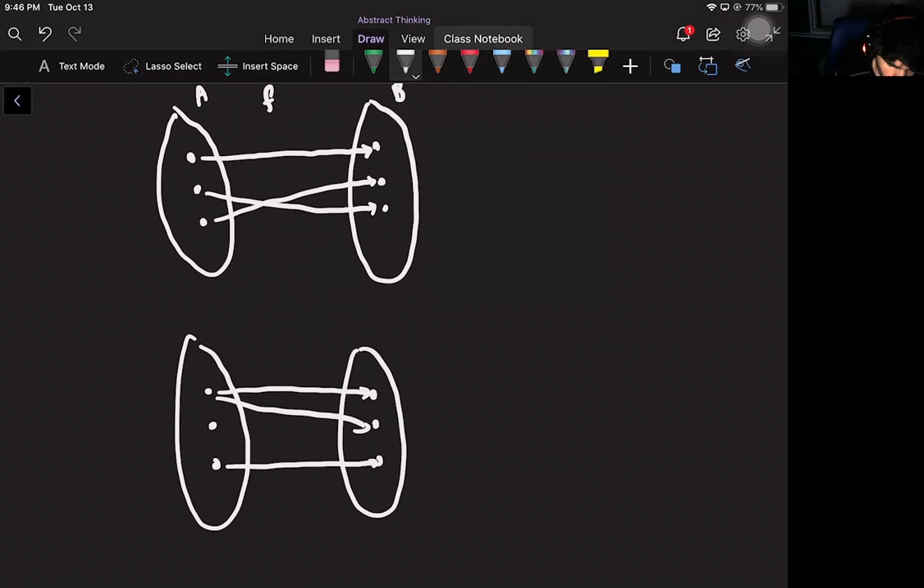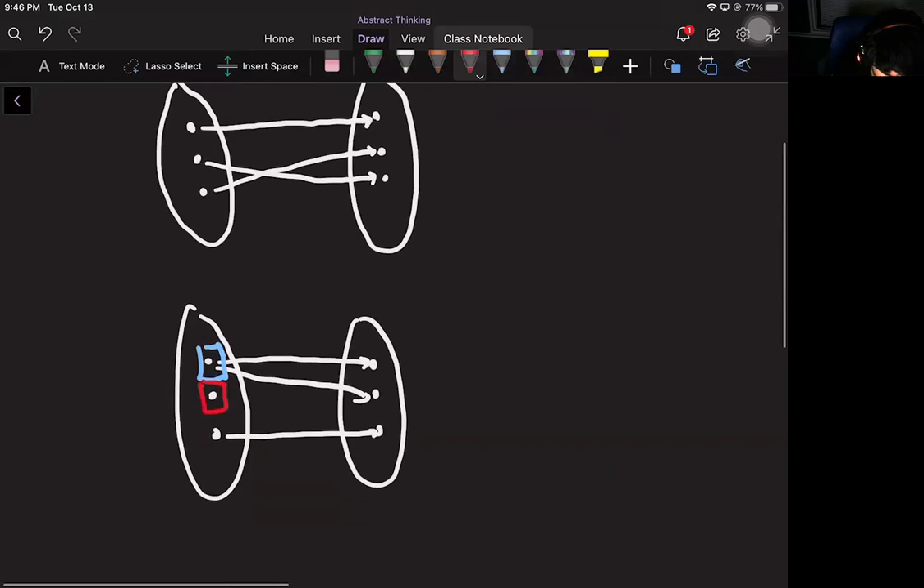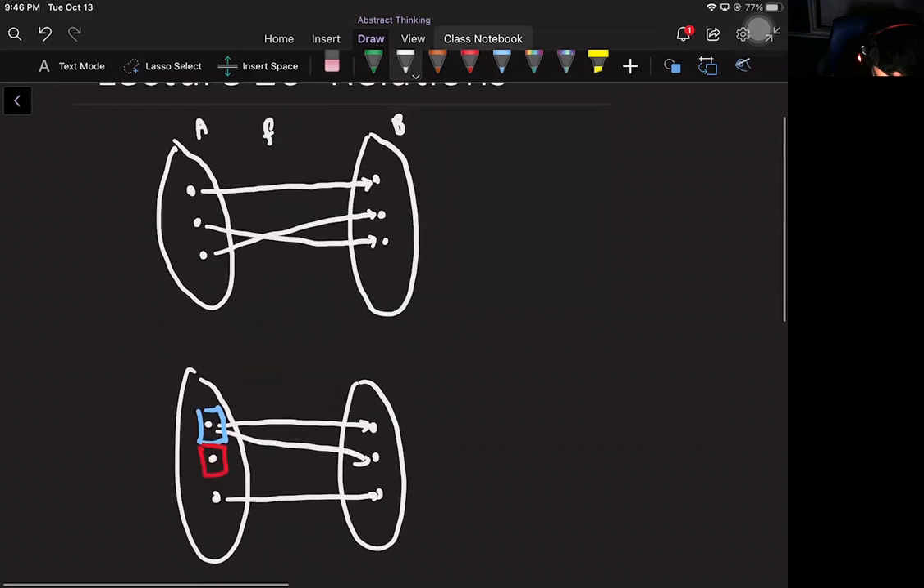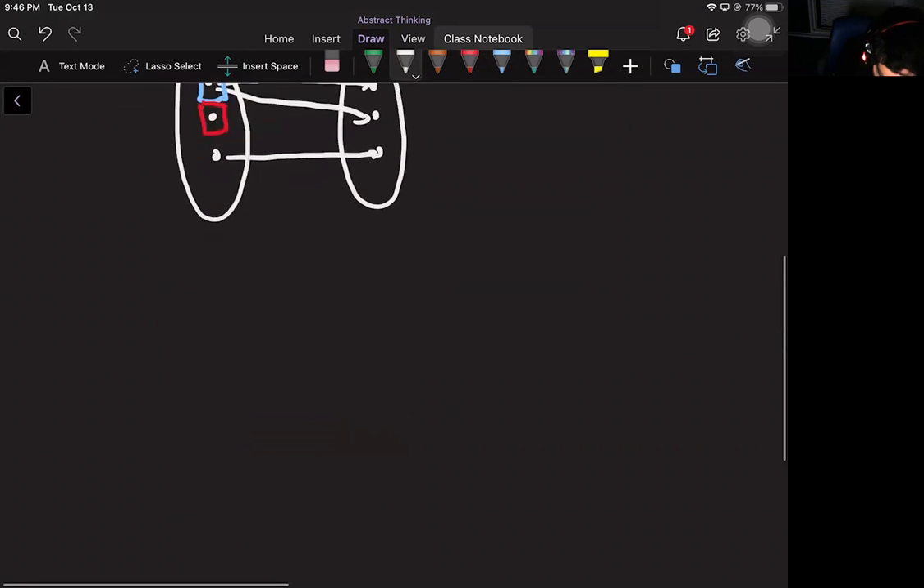for two reasons. One, because this guy is getting assigned to two different elements. For one, that's bad for functions. And then for two, this guy is not getting assigned to anything. So a function can't do those things, but these are still worth studying anyway. These types of pictures are interesting for different reasons. So we're not just going to throw them away. They're not functions, but they are something else, and they are worth studying. So that's what we're going to study next.